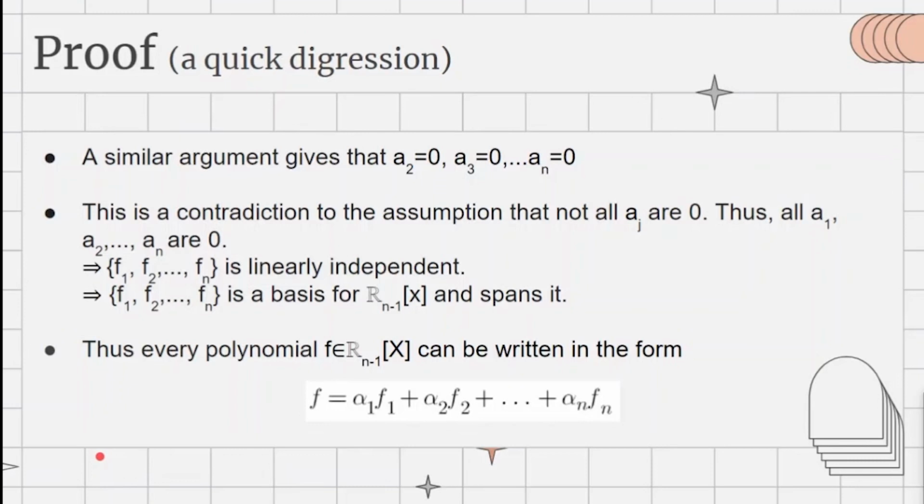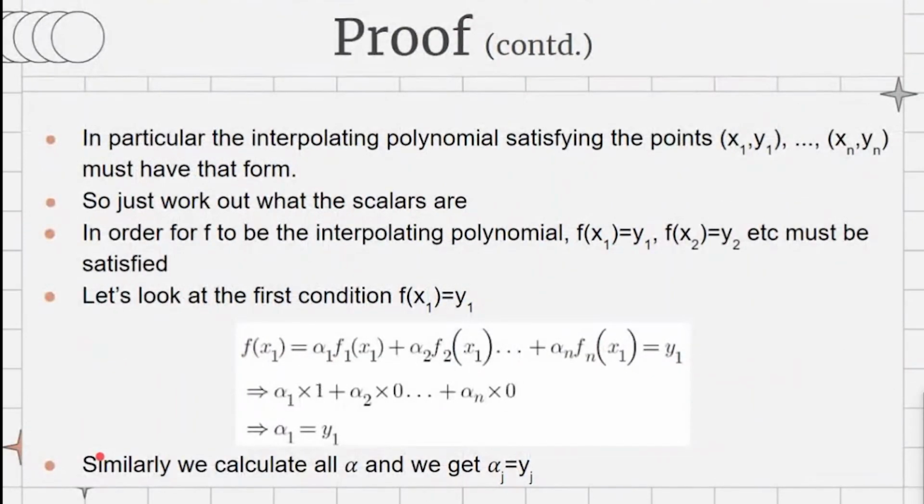Thus, any function of the polynomial space with degree n minus 1 can be written in the form alpha 1 f1 plus alpha 2 f2, and so on up to alpha n fn. We are just using alphas here so that it does not get confused with the notations a1 and an. They are different. So this was a quick digression.